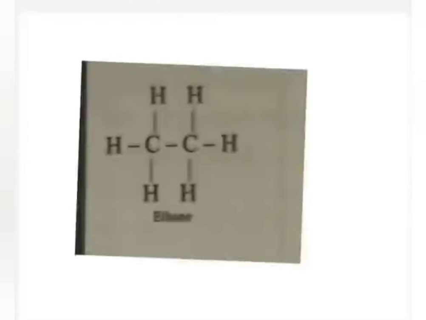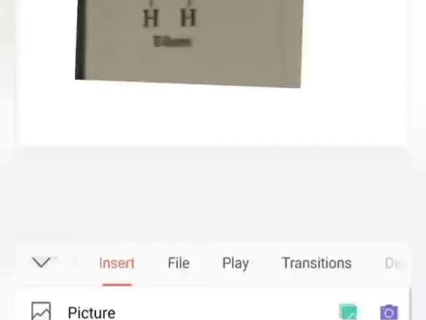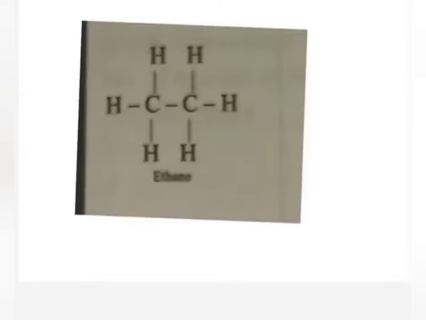See friends, let us look at this example. Here we have a carbon compound. Here we have two carbon atoms, which means it has two carbons. We know that for two carbon atoms we use the root word eth, and it has all single bonds, so we use the suffix ane.